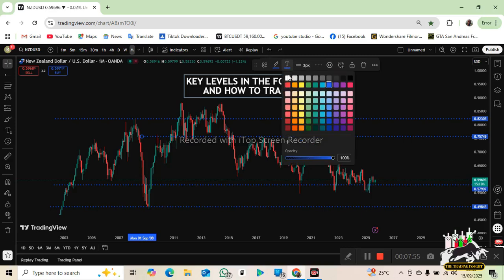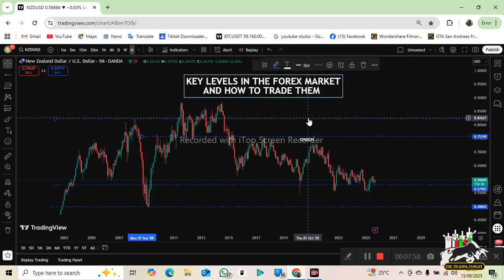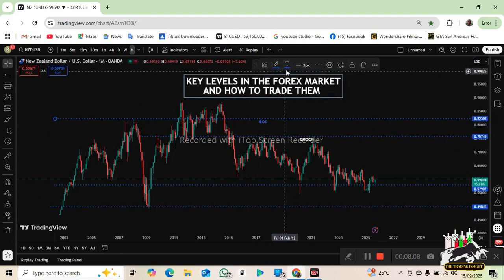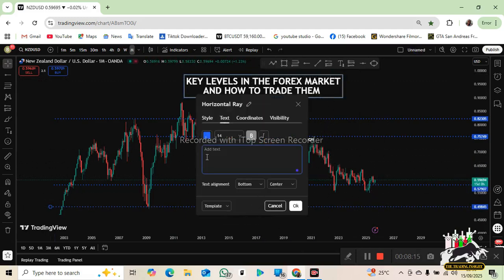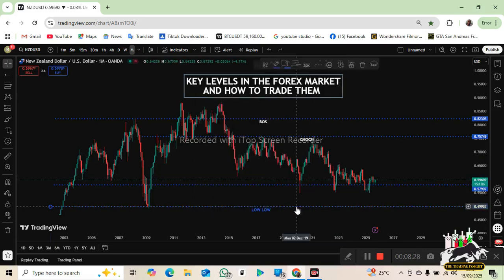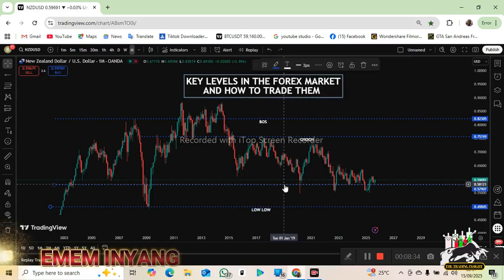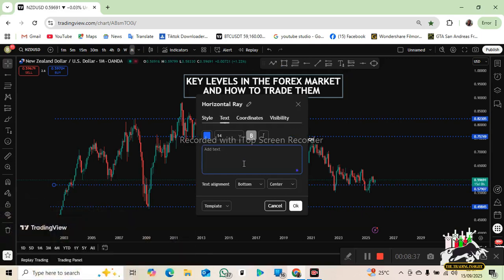Text color has to be white. Then this is my break of structure in the higher time frame, BOS. So this is my break of structure in the monthly. We'll also change this to white. So now this is my low. This is my lower low. So now this also is my change of character towards the downside. I'm just trying to simplify everything to you guys.